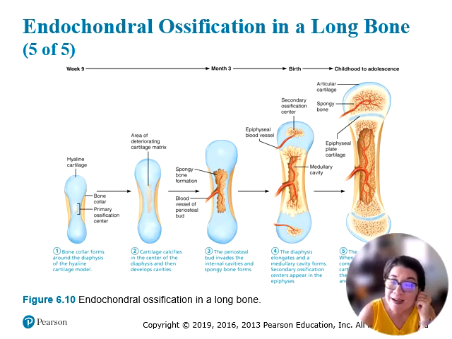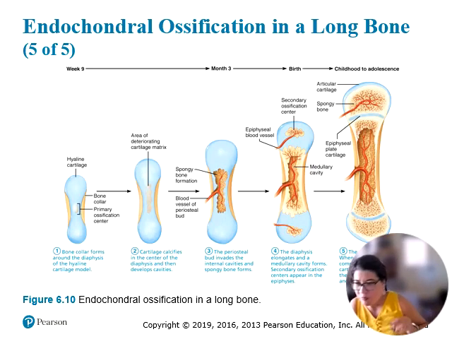So this is week 9 of fetal development, and then you have month 3, and then at birth, this is what it looks like. So it's still pretty soft. And then as they grow, it's going to get more hardened. So that's why little kids will get greenstick fractures, and their bones are a little bit softer, more flexible. So maybe they don't break a bone when an adult would have.